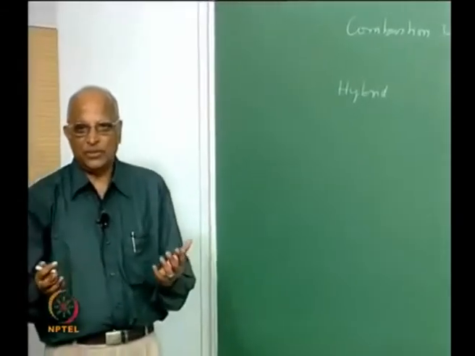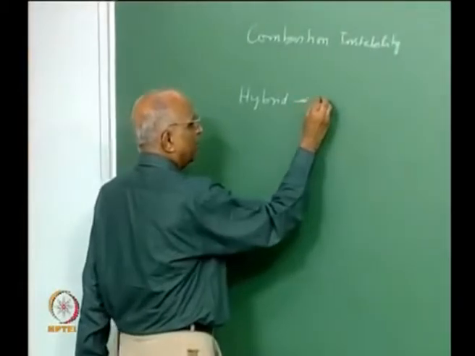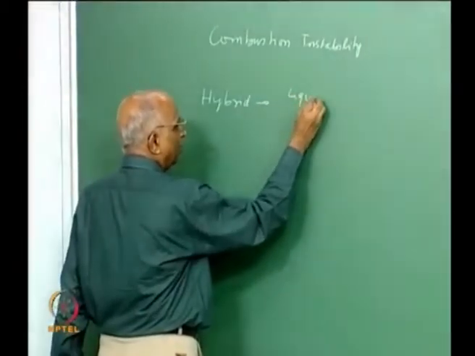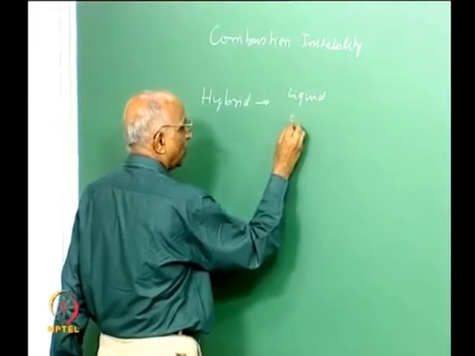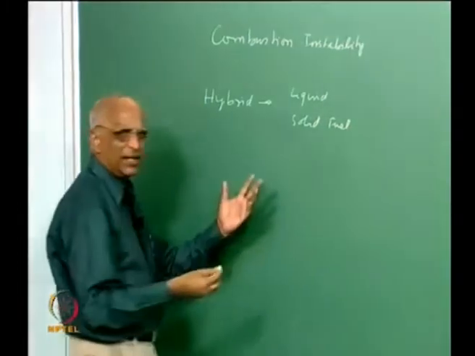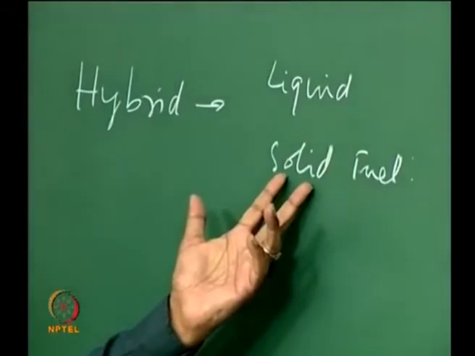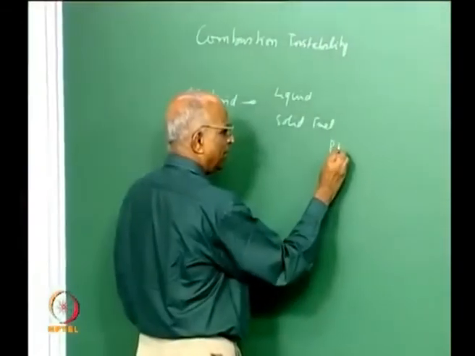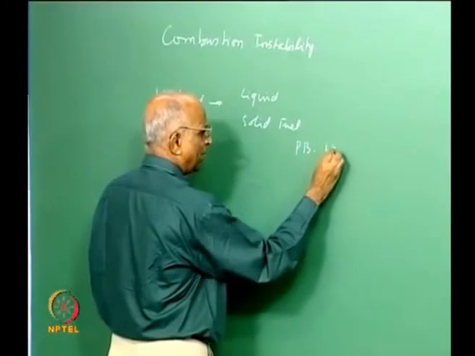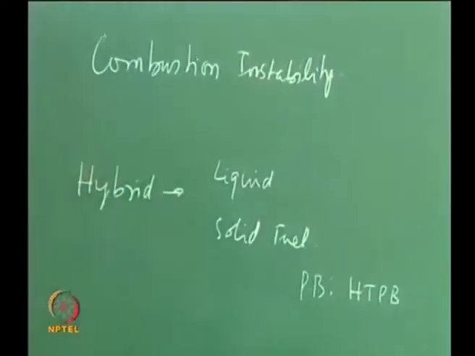The very name hybrid means it is a combination of two phases, maybe a liquid and a solid, or a gas and a liquid and so on. But what is normally used in hybrid is a liquid as an oxidizer and a solid as a fuel. And we all know the solid fuel could be polybutadiene, HTPB, PBAN and all that. Normally it is hydroxy terminated polybutadiene, which we used as a binder in solid propellant rockets.